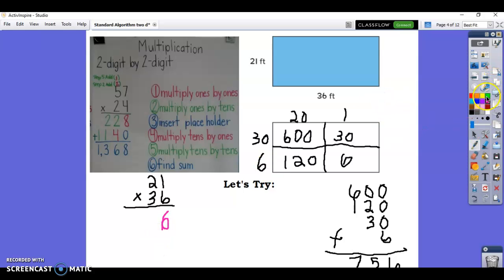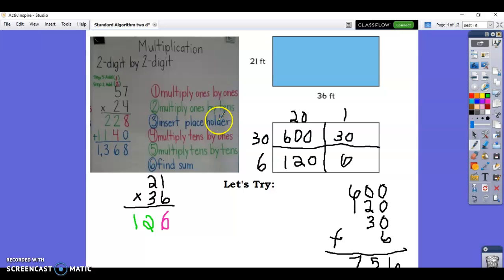Then I'm going to switch to my green so it's color-coded. Then we're going to multiply our ones by our tens. So 6 times 2 is 12, which we've already done this first step. So usually there are no problems or steps that we have a hard time with in this multiplication. The next part is where it gets difficult.